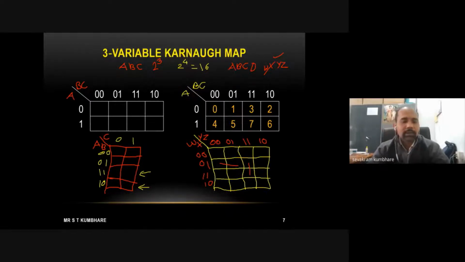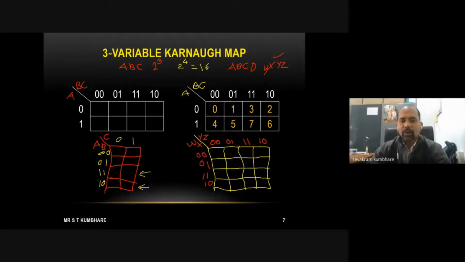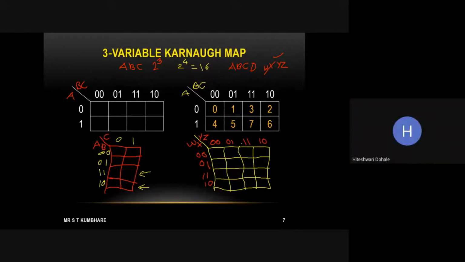So like this, we can have a 4 variable K-map. Give me a minute. Yes, sir. So all of you got this 4 variable K-map? Yes, sir.